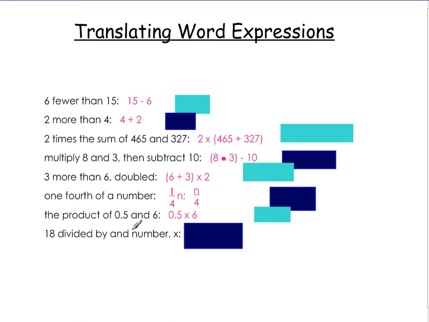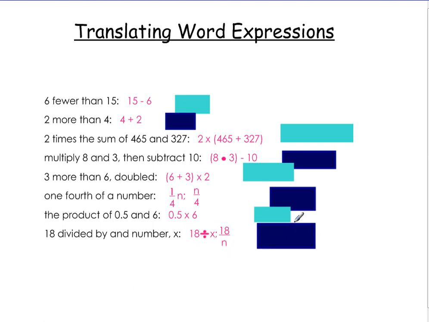18 divided by a number x. This should be the word not the word and. 18 divided by a number x. X is the number we don't know, so we've got 18 divided by x horizontally, and we also have 18 divided by x vertically, so both work. You could do 18 division symbol x. Oh, and this here should be an x, it shouldn't be an n, so this should be 18 divided by x written this way. And that's translating word expressions.